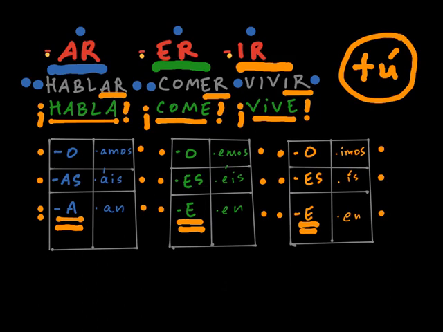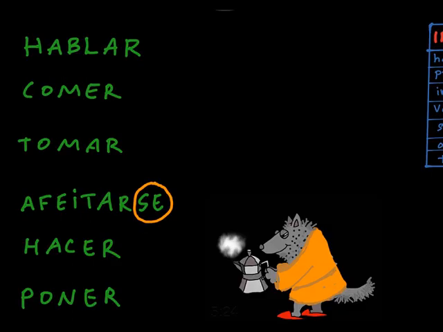All right, so let's see an example. Let's say you come to somebody's house and your friend is that unshaved wolf that hasn't had the coffee yet, and you're going to give him some commands. You want to talk to him, so you'll say, habla, speak to me, talk to me.